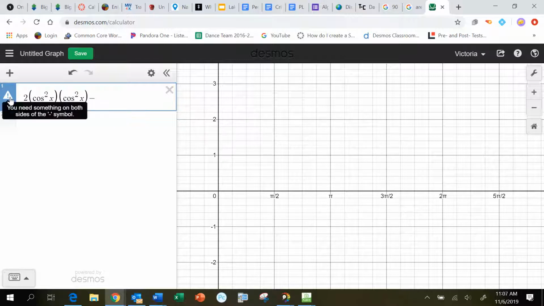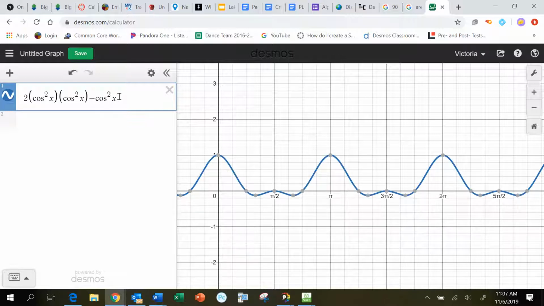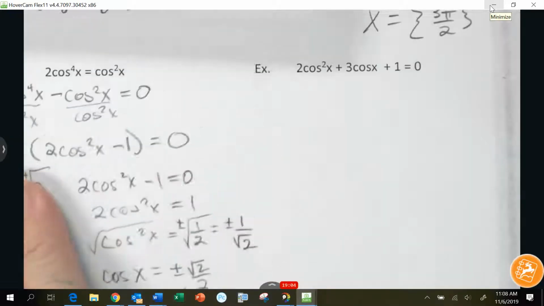Now what is it not like? Oh, I know that. Okay. And then we subtract cosine squared x. Oops. X. There we go. What a fun looking shape. Look at all these x-intercepts. We've got pi over 4, pi over 2, 3 pi over 4, 5 pi over 4, 3 pi over 2, 7 pi over 4. Exact same order we wrote it down on our paper. Yay, check. All right, I'm going to stop talking for a moment.